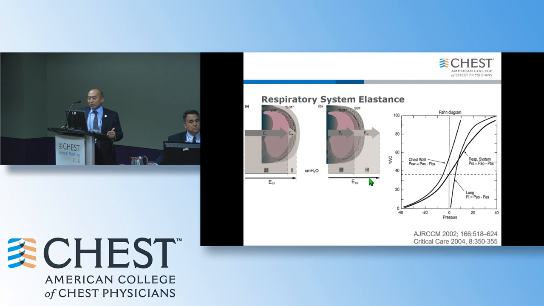So we know that the elastance of the respiratory system is composed of the elastance of the lung, which in a normal person accounts for most of it, and the elastance of the chest wall. In a volume-pressure curve, we can see the relationship for the chest wall and for the lung, and then we have the respiratory system, which is this one. At a pressure of zero, that's the FRC. So at FRC, the pressure in the lung will be positive, compensating the negative pressure in the chest wall.